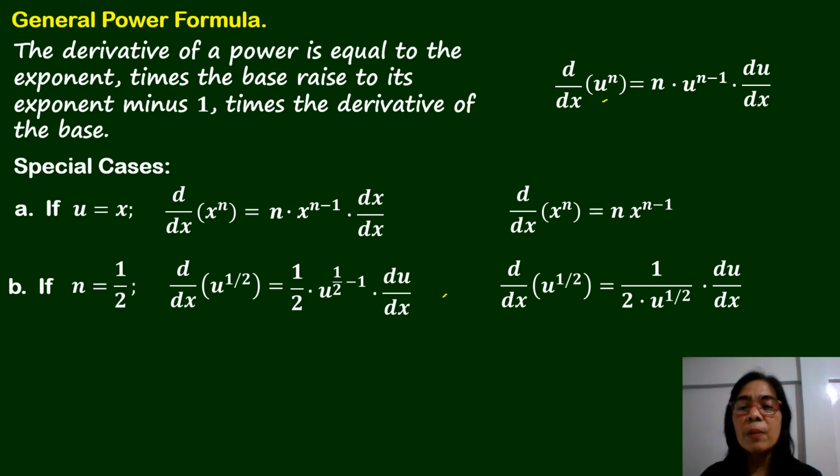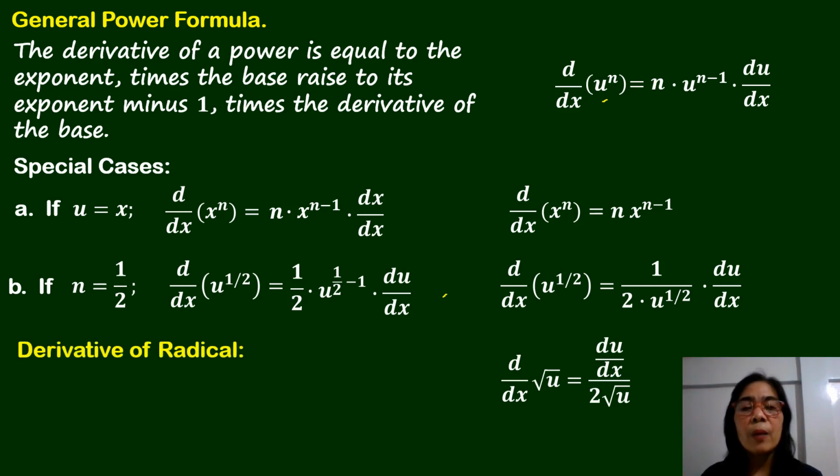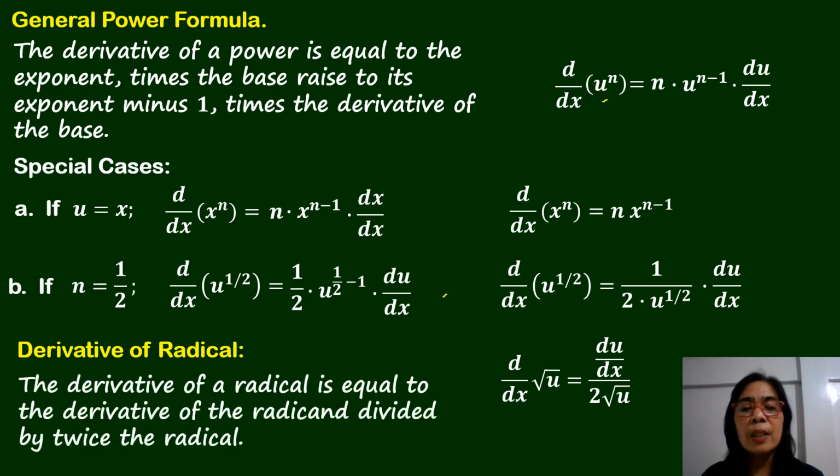So we have times the derivative of u with respect to x. Simplifying this further, we know that an exponent 1/2 may be written in radical form as square root. And so we now have our derivative of the radical. That is, the derivative of the radical is equal to the derivative of the radicand divided by twice the radical. It is important to note that the radical we are referring to here is applicable only to the square root. So the derivative of the square root of u is equal to the derivative of u all over twice the square root of u.